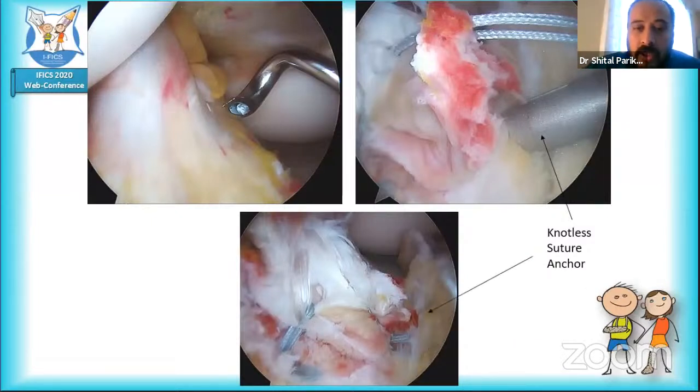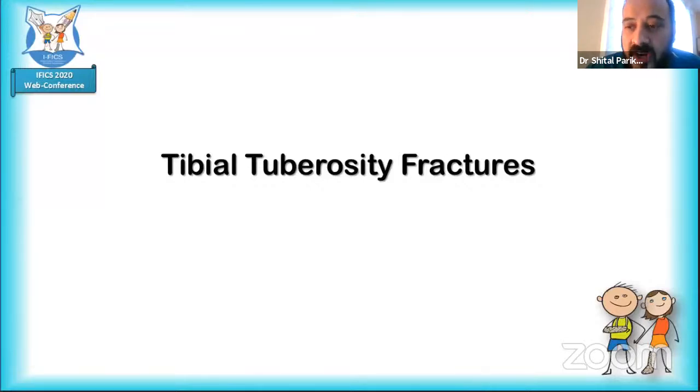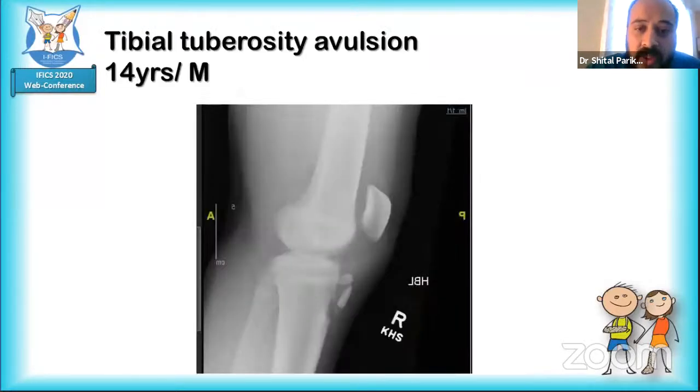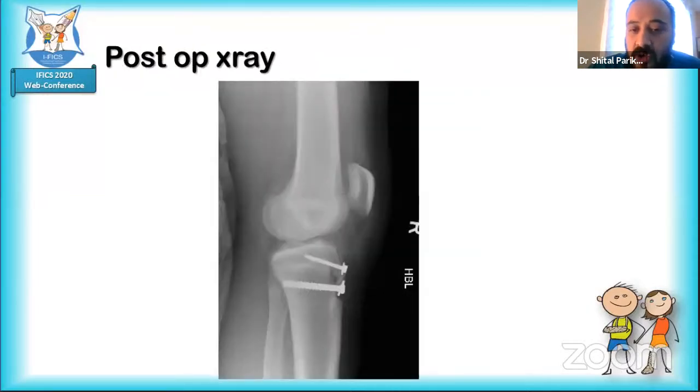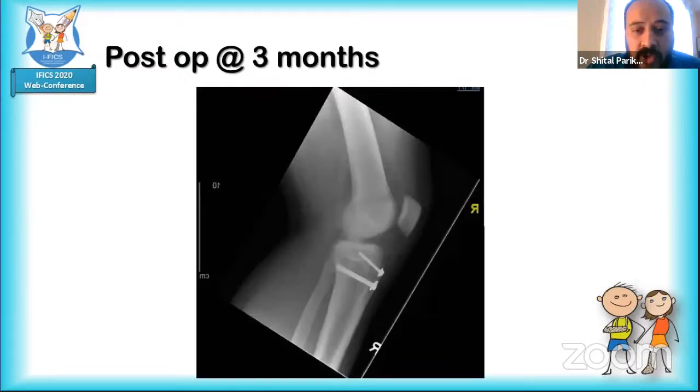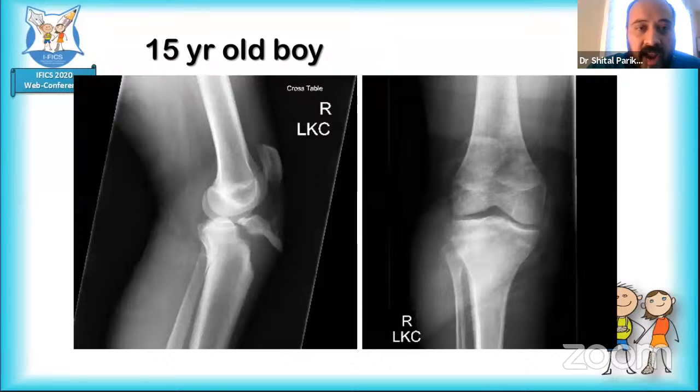Right. So we'll move on to the tibial tuberosity fractures. This is the one that Min, you had shown a similar case. I don't think there's any controversy about this, that you would fix it with screws. Here is a post-op at 3 months. Now here is an intra-articular fracture, 15-year-old. My question is, when you are trying to approach these fractures, when you fix these fractures with screws, what are you doing at the joint surface? Are you having a direct look by doing an arthrotomy? Are you putting a scope in?